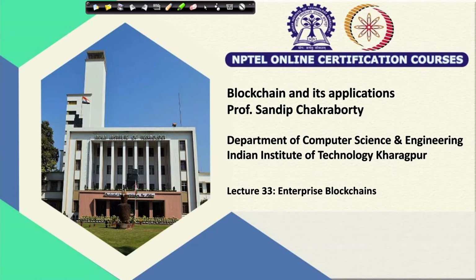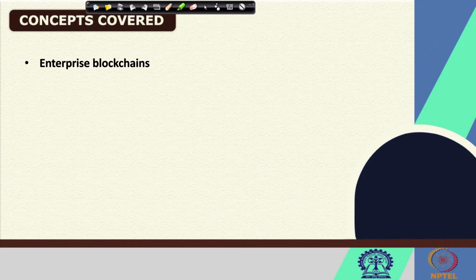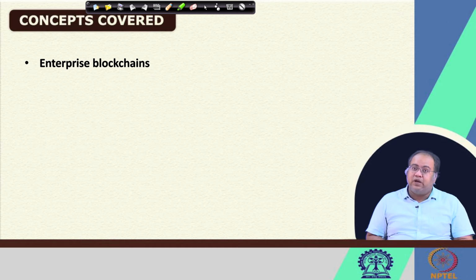for enterprise blockchain, and we are going to learn about one blockchain platform which we call Hyperledger, or more specifically we are going to look into the Hyperledger Fabric architecture. Now, to start with, the broad concept that we are going to cover today is this idea of enterprise blockchain, and how the blockchain is suitable for different kinds of enterprise applications.